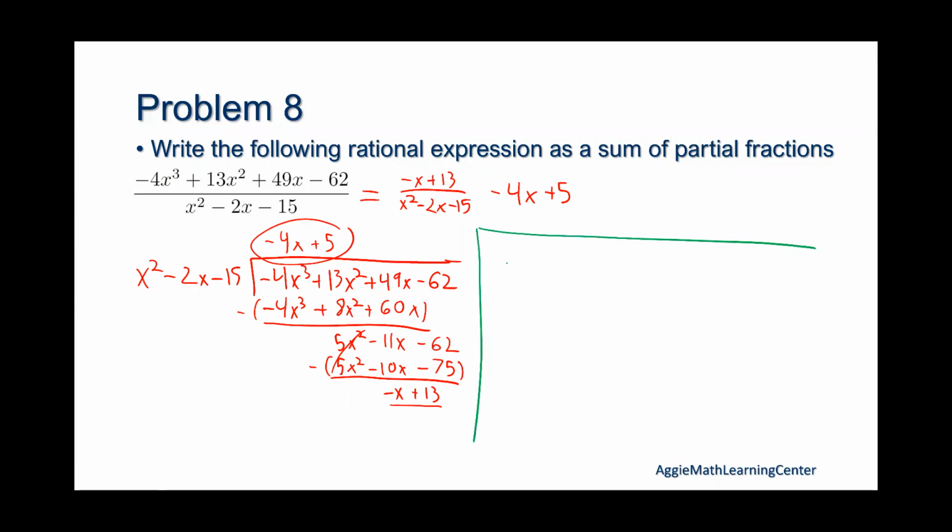There we go. Okay, so negative x plus 13 over x squared minus 2x minus 15. So we're going to factor the denominator: negative x plus 13 over x minus 5 plus 3, if I did that right. Thank you. Where did I get 7 from? I don't even know.